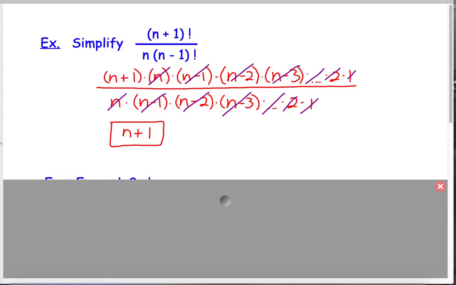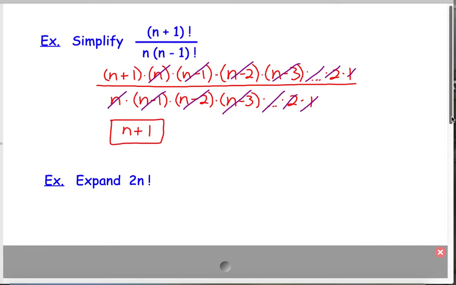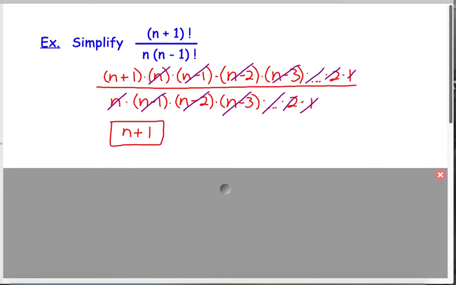Let's try another one. Oh, let me back up for a second. One thing I do want to mention about this: you may have noticed that n times n minus 1 factorial really is the same as just saying n factorial.